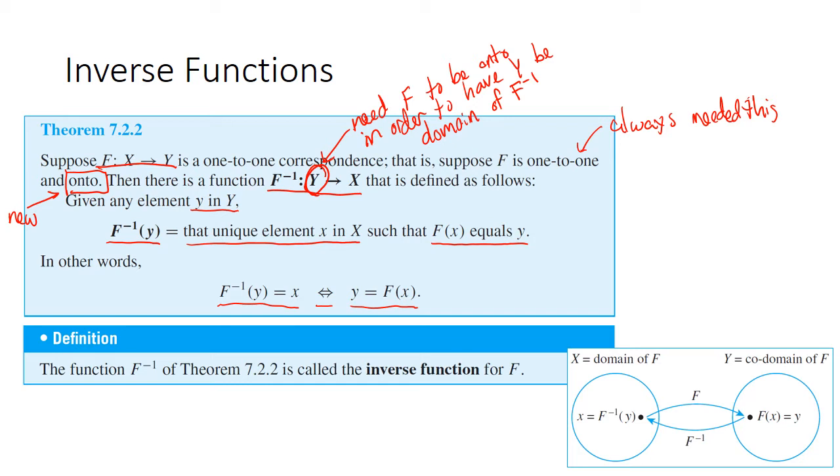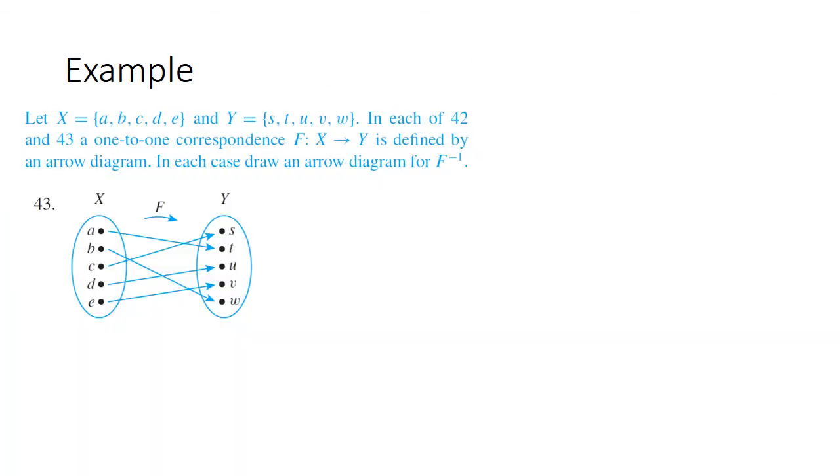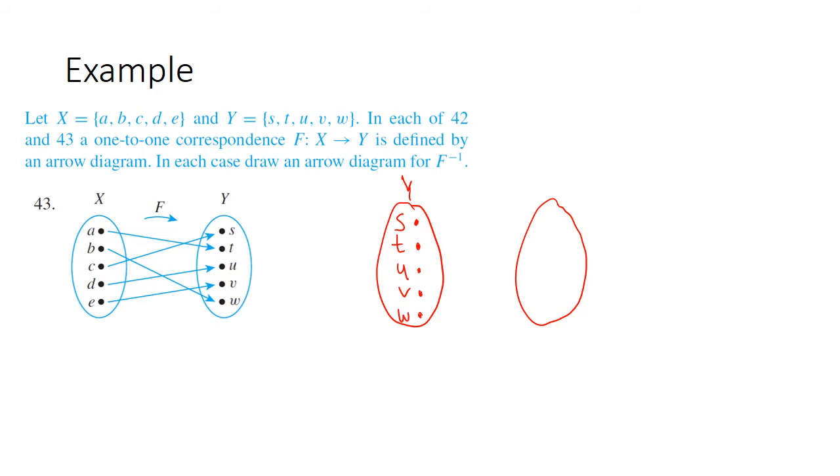Okay, so let's do some examples based on inverses. In this example, I have a function that is a one-to-one correspondence, and they want me to draw the inverse function. This is pretty simple. I'm just going to reverse the order of the domain and the codomain. So I'm going to draw Y on the left, which has 5 elements: S, T, U, V, and W. And then on the right, I'm going to draw X, which is A, B, C, D, and E. And then for the arrows, I'm just reversing all of them.